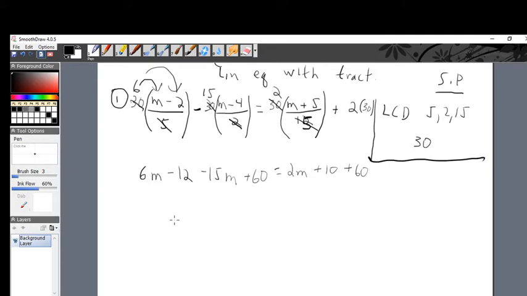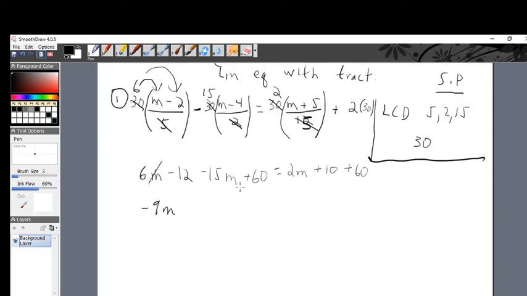Okay, now get the like terms done. Look how our life has been made much easier. As soon as we multiplied everything by 30 and crossed out, we now have regular numbers here, no more fractions. We got rid of the fractions. This device got rid of all the fractions and made our life a lot easier. All we've got to do is add the m's together, the like terms together, and we're on our way. All right, 6m and negative 15m is minus 9m.